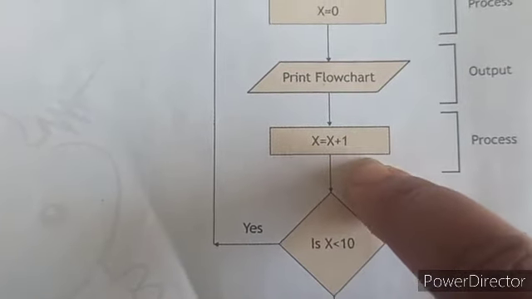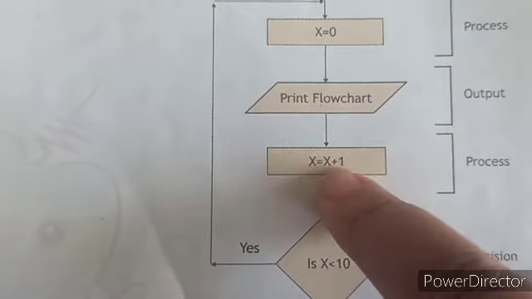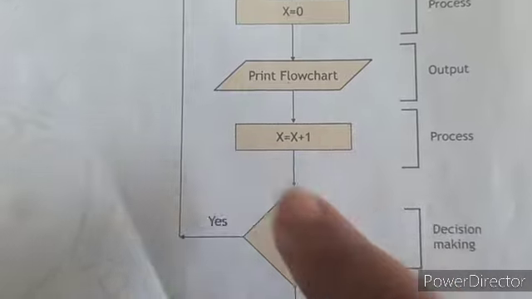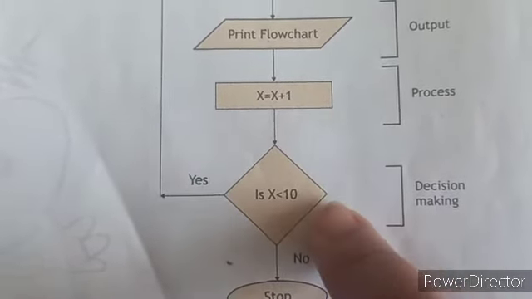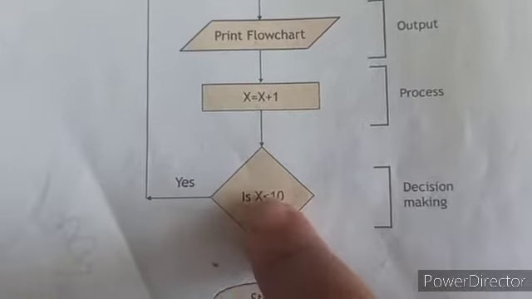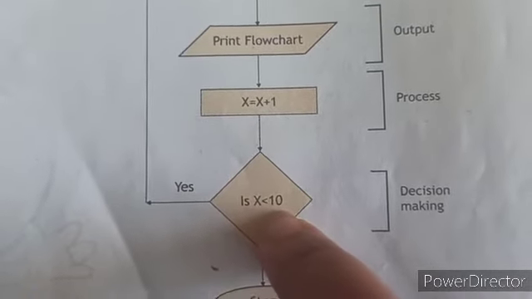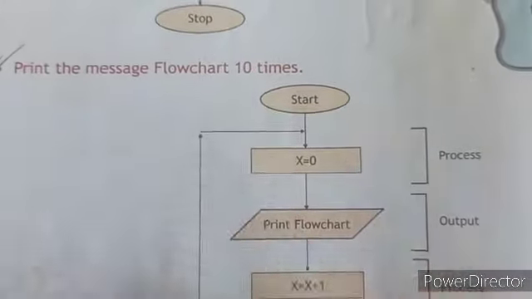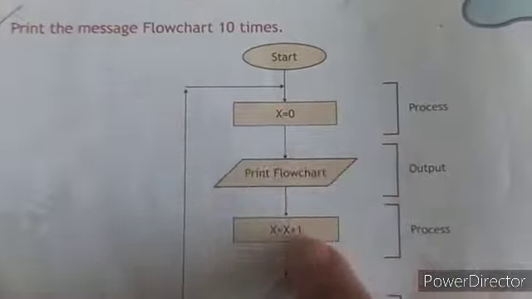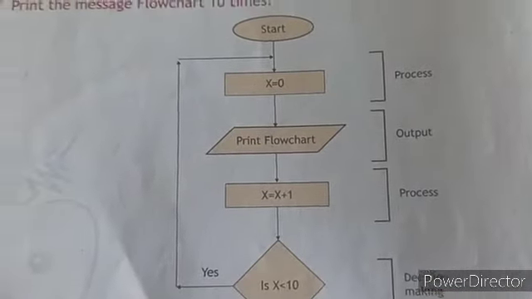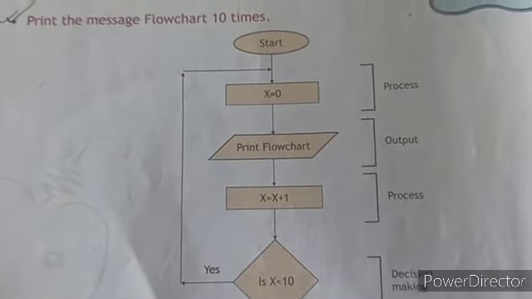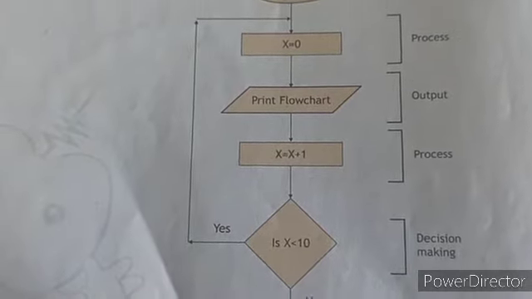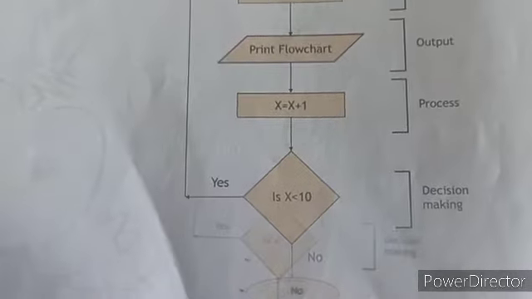Again it comes to this part. The x value will increase; previously it was 1, and I have added 1 to it, so now the x value is 2. Now it comes to this decision box. Now x is 2, which is less than 10, so the condition is true, or yes. So again it turns to this step and prints again. In this manner, repeatedly up to 10, because it asked you to print 10 times, the word flow chart will print repeatedly on the screen.